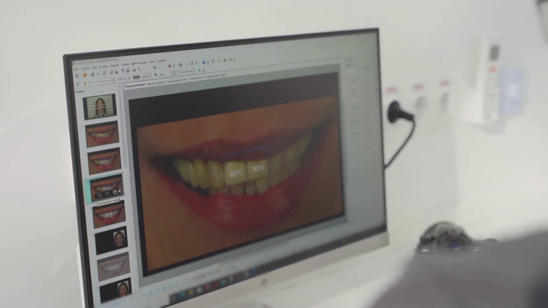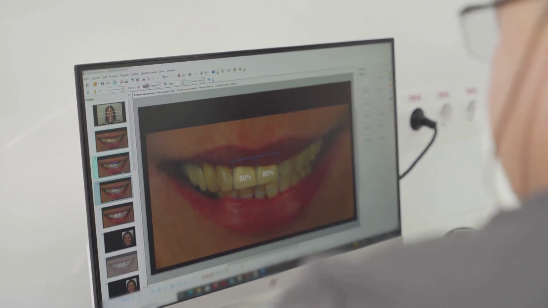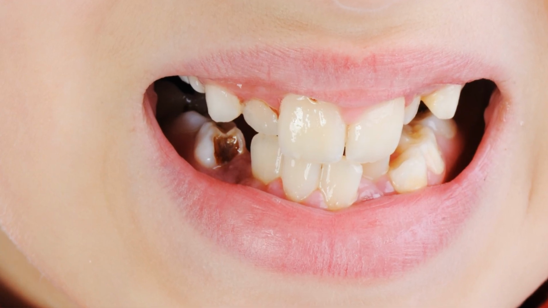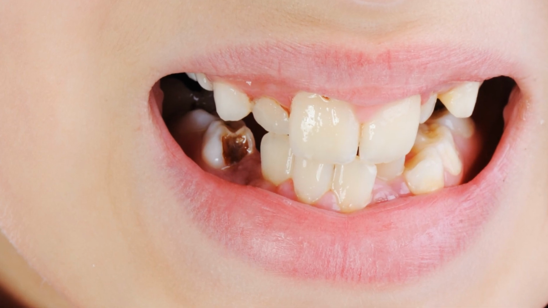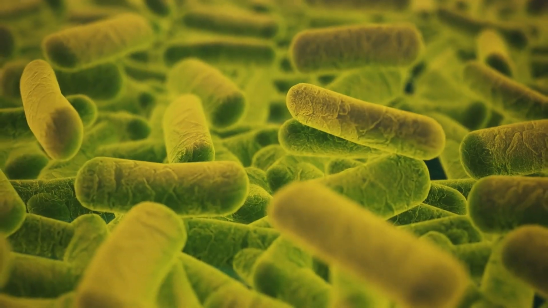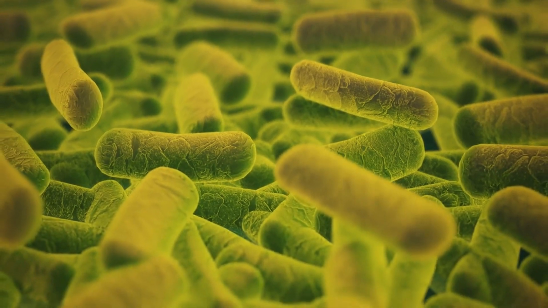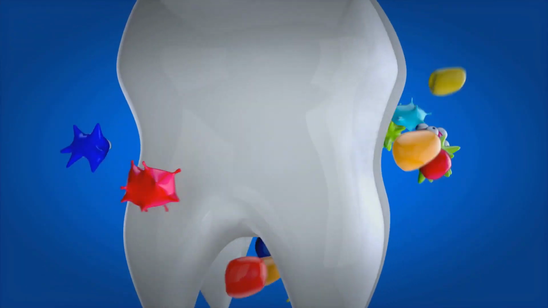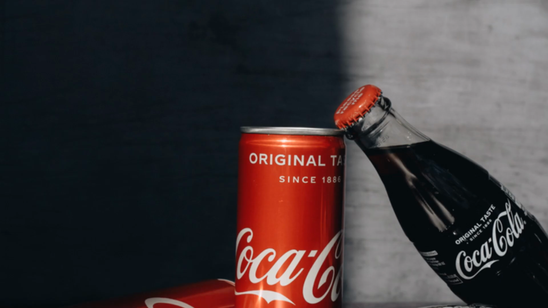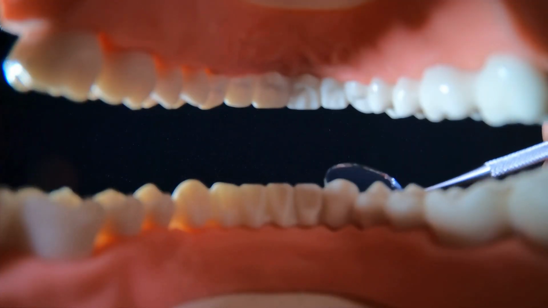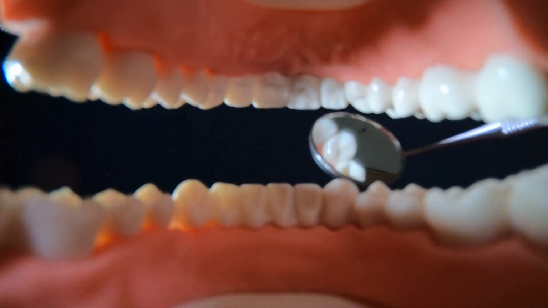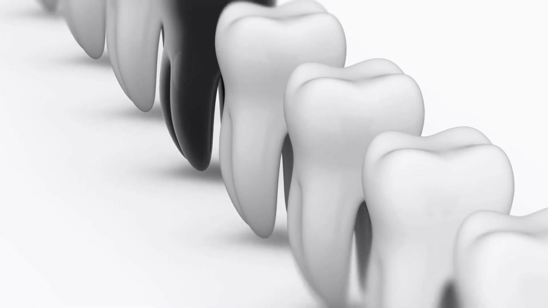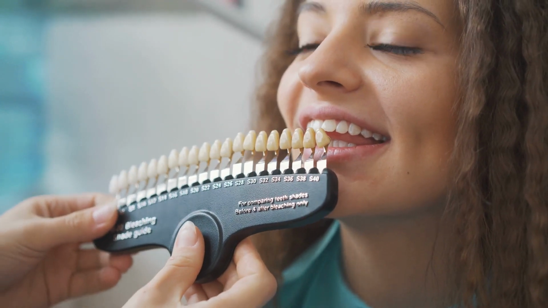Now, these bacteria aren't all bad. In fact, many of them are essential for a healthy mouth, but there are some mischievous bacteria that love to feast on the sugars from the food and drinks you consume. And just like us, when these bacteria eat, they produce waste. Unfortunately for your teeth, their waste is acidic. This acid is the real troublemaker. It gradually eats away at your tooth enamel, which is that hard, protective outer layer of your teeth. Over time, this acid weakens the enamel, making it more susceptible to decay.